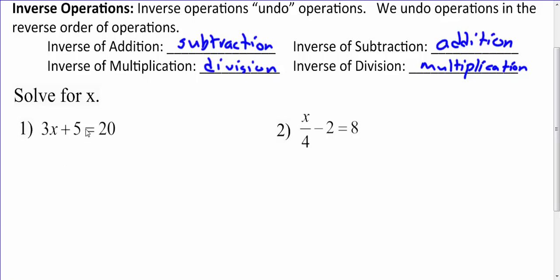Number 1 here, 3x plus 5 equals 20. First, we would subtract 5 from each side. So minus 5, and that's going to isolate the 3x, and we'll have 3x equal to 15. Next, trying to get x by itself, we have to use our division property of equality. So we would divide both sides by 3. And finally, we'd know then that x is equal to 5.